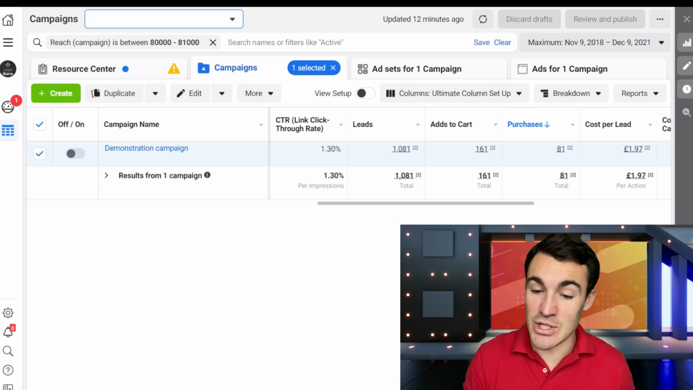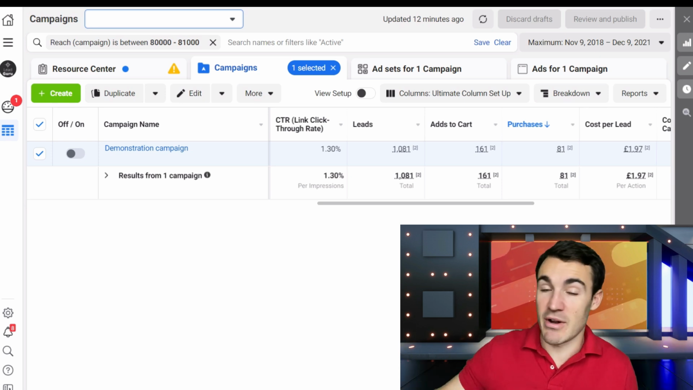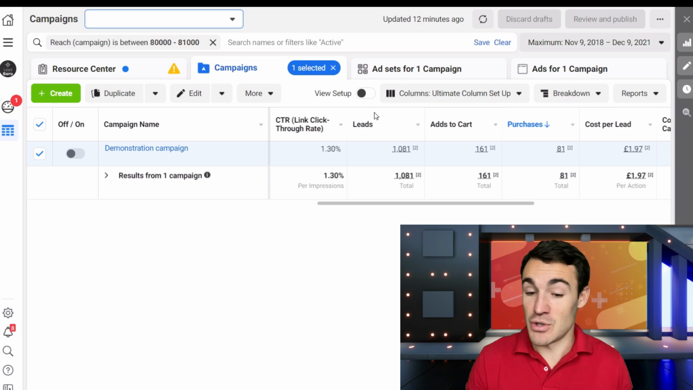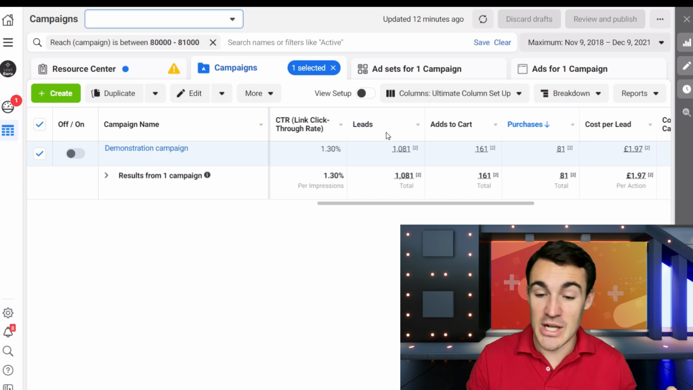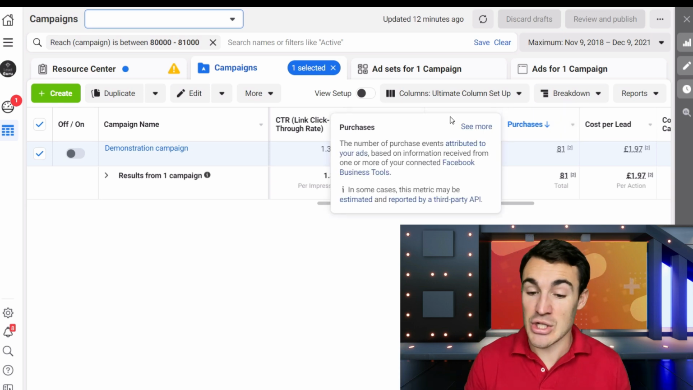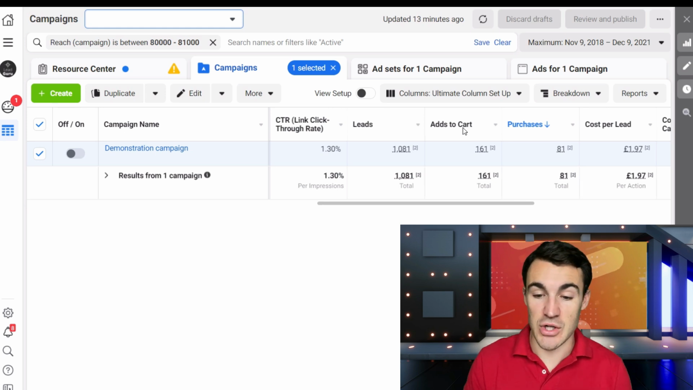If you're just a service-based business and you're not tracking add to carts or purchases, you're just tracking leads, absolutely fine. If you're just tracking complete registrations, you can use that. If you are an e-commerce business and perhaps you don't generate leads at all, you generate add to carts and purchases or initiate checkouts, add to carts, purchases, like customize this to your setup.